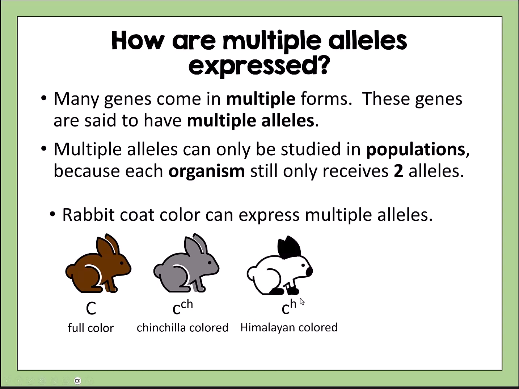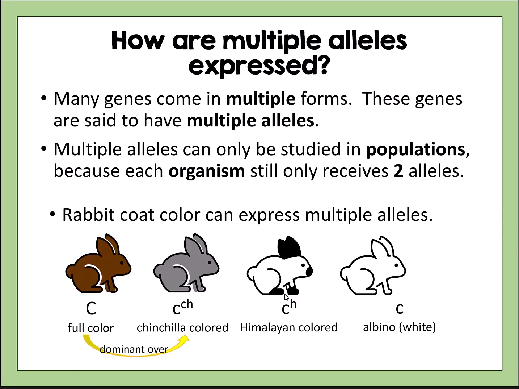There can also be Himalayan colored rabbits caused by an allele that we mark as lowercase c with an h superscript. And so these rabbits are white with brown fur only on their extremities, like their feet and their ears. And then finally, there's also albino rabbits in this population, and they have simply the recessive allele, which makes them fully white.